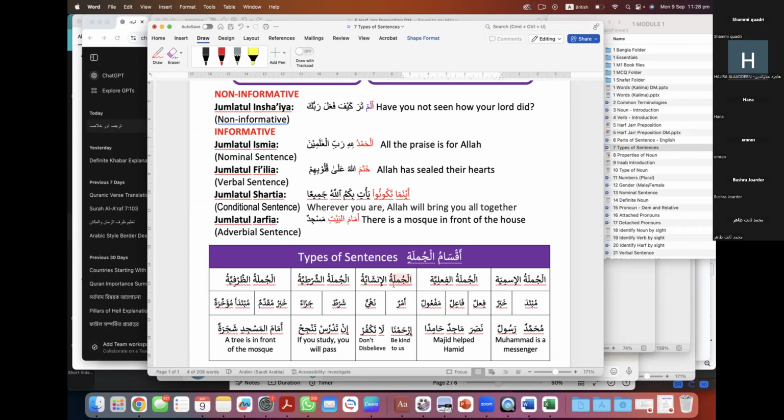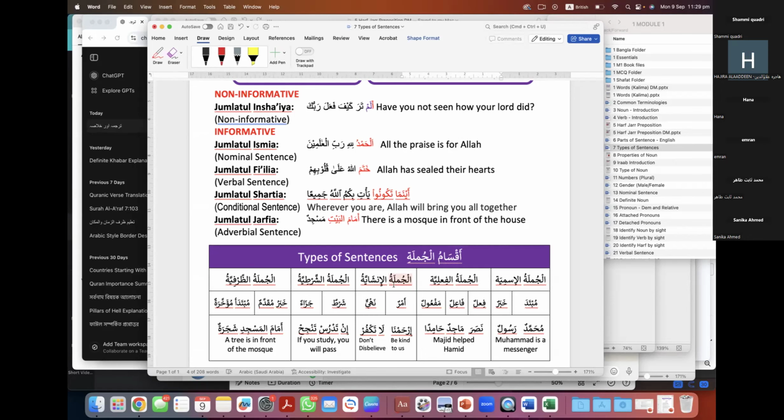The takeaway is there are two types of sentences in Arabic grammar. One is the informative jumlah, which gives khabar, okay? And the other one is Jumlatul Inshaya. Inshaya has got three types within that. One is called imperative, which is order. One is called prohibitive. And number three is question, istifham.